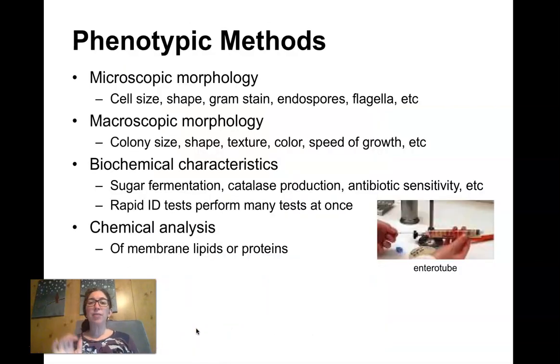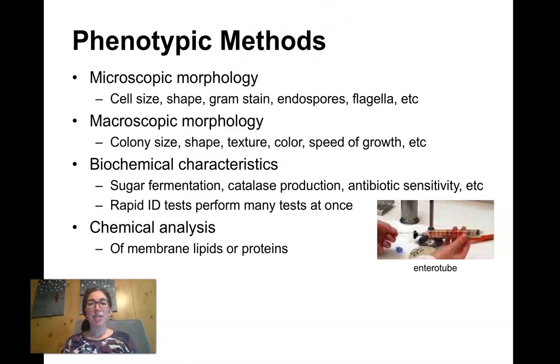Okay, so let's start with these phenotypic methods. The first thing we could do is look at the microbe under the microscope. Just some simple staining so we can see what the shape is, or some gram staining, which is a very standard procedure, to determine whether it's gram positive or gram negative, and then also to look at the morphology. What's the shape of the cell? Is it coccus, bacillus, something else, vibrio, spirochete?